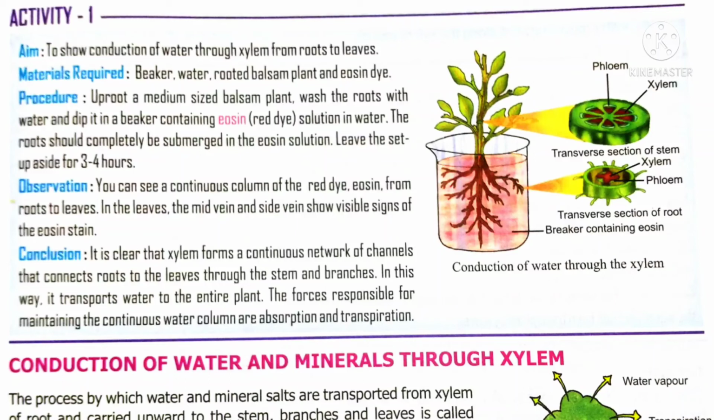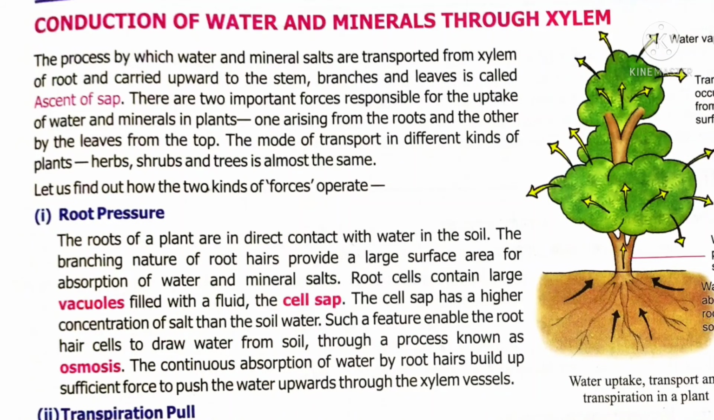The forces responsible for conducting water from root to stem are absorption as well as transpiration. Such a process of conduction of water from root to stem, branches, leaves, and every part of the plant is called ascent of sap. The factors responsible for this uptake of water from root to stem and leaves are called root pressure and transpiration pull. Now let us study these factors. Root pressure. First factor is root pressure.